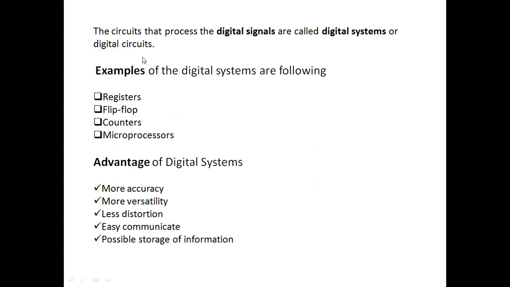A circuit that processes digital signals is called a digital system. Examples of digital systems are register, flip-flop, counter, microprocessor. The advantages of digital systems are more accuracy, more versatility, less distortion, easy communication, and the possibility of storing information.